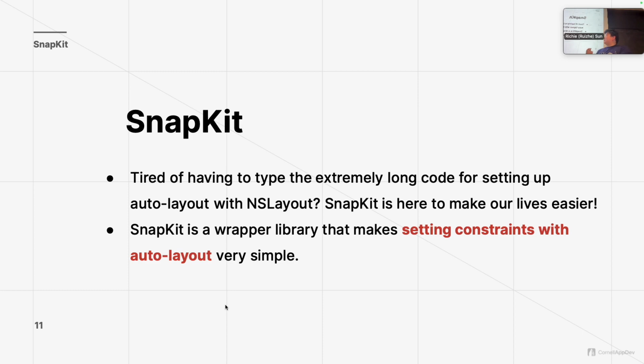SnapKit is a wrapper library that makes setting constraints with auto layout very simple. What it means by a wrapper library is that all of these interactions are the same. You're still setting constraints the same way, but SnapKit is doing a lot of the heavy lifting for you, simplifying the amount of steps you have to do, and it's converting whatever code you're writing in SnapKit to the respective auto layout code that you would normally be writing.